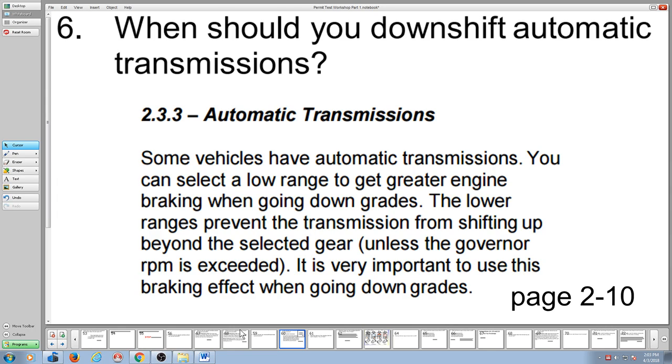So it's better to go a little slower. Every time I'm out on a lesson with somebody, I make sure we're going 5 miles an hour under the speed limit, mainly for that braking effect. You'd be surprised how much more braking power you get just by going a little bit slower. It's amazing.